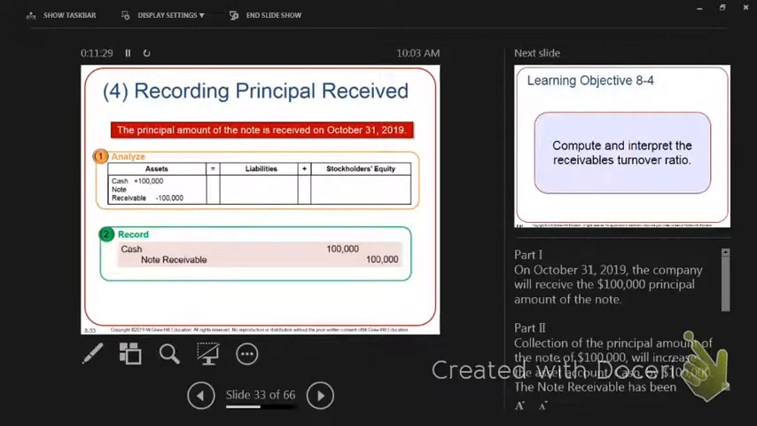So these 2 things still happen. Then in place of this, you would do those 2. You would recognize interest receivable and interest revenue, and then you would collect the cash. I don't care which way you do it. Whichever one makes the most sense in your head is the one to go with.